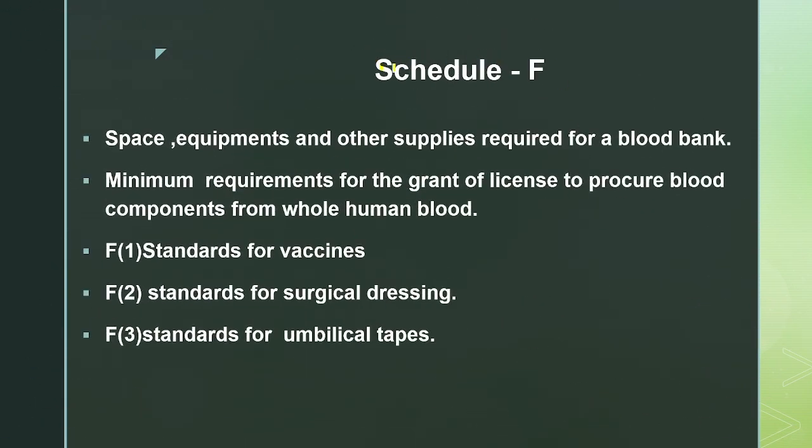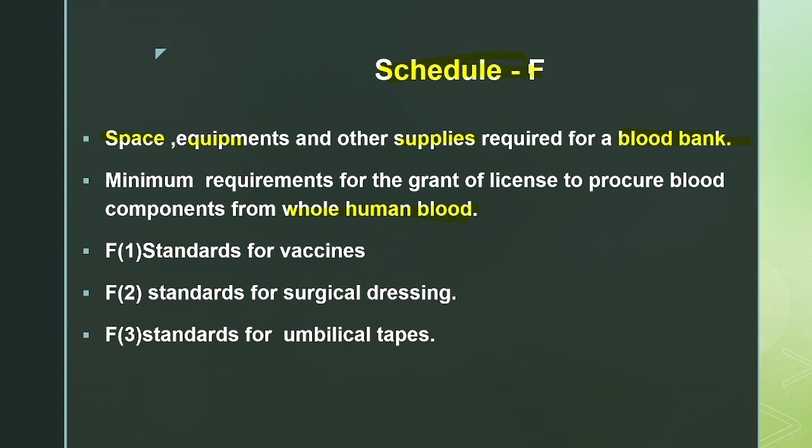And what is schedule F? Schedule F is one of the more important schedules. It deals with the space, equipment and other supplies and materials needed to run a blood bank. Schedule F mostly deals with the blood bank, and the minimum requirements for the grant of a license to produce blood components from whole human blood. After collecting blood, the different components present in it, like proteins, platelets, globulins and antigens, need to be identified and separated from the human blood.